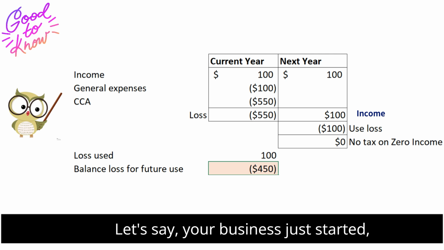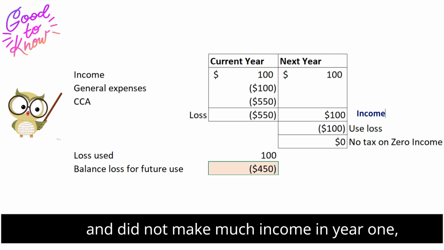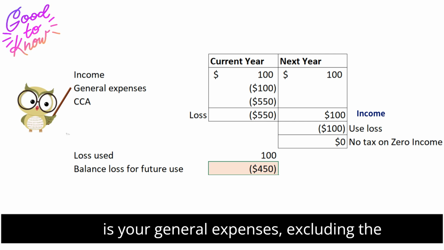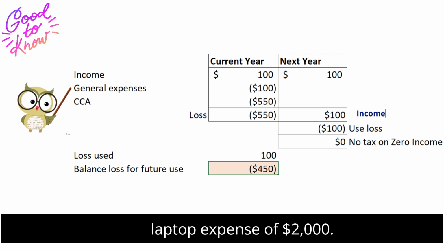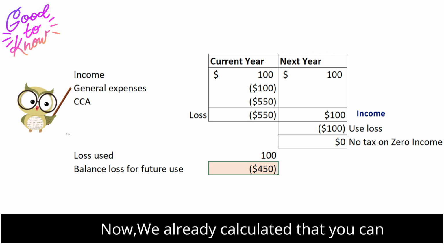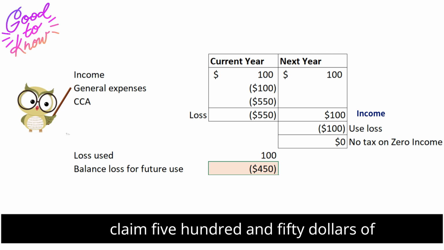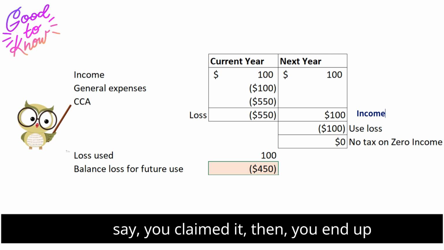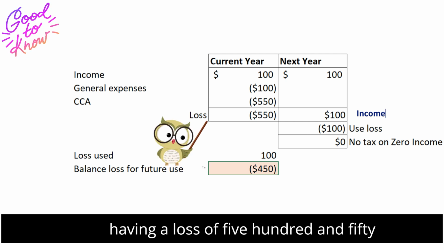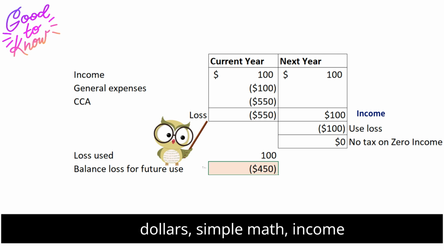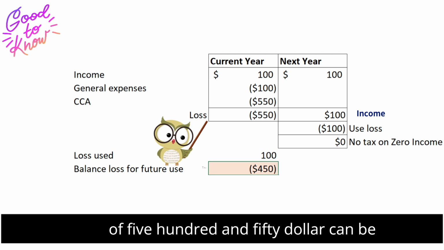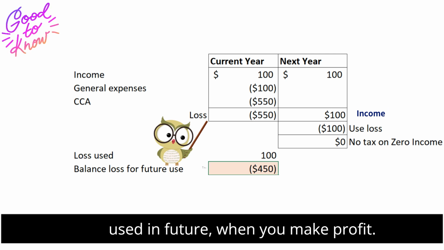Let's say your business just started and did not make much income in year 1. You made $100 income, and $100 is your general expenses, excluding the laptop expense of $2,000. Now, we already calculated that you can claim $550 of CCA expense on your tax return. Let's say you claimed it, then you end up having a loss of $550. Simple math. Income minus expense.